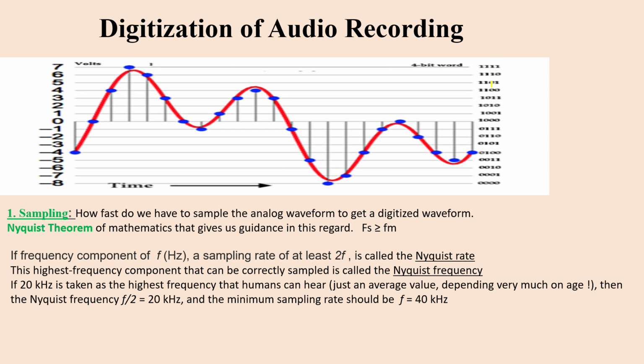Now, there are two important terms. One is sampling. What is sampling? How fast do we take samples of the analog signal? How fast do we record the samples? The number of samples taken per second is called the sampling rate.